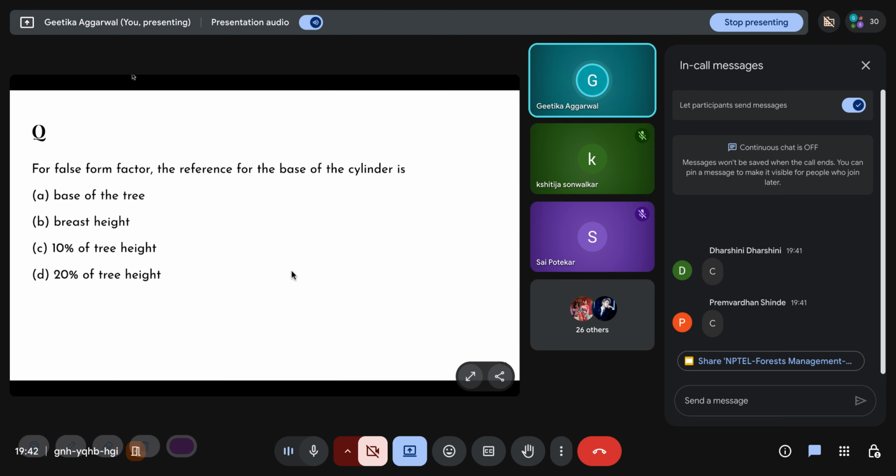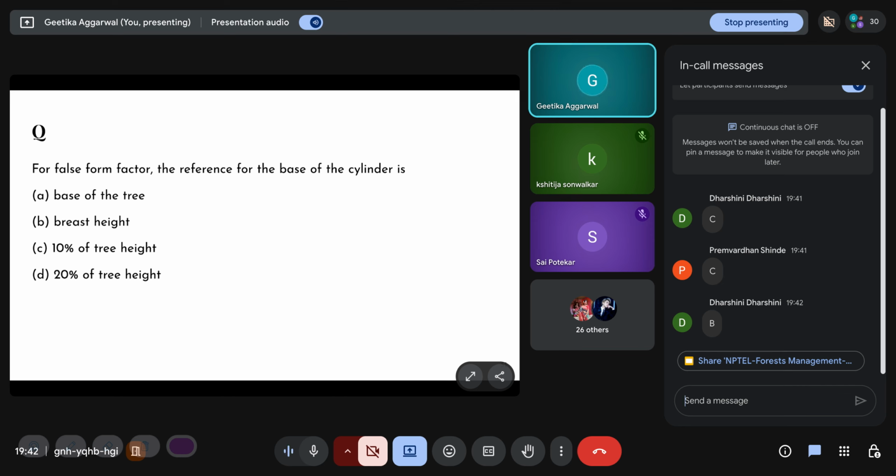Next question. For false form factor, the reference for the base of the cylinder is. Okay, we discussed this in the previous questions where we looked at the other ones. So, what is the reference for the base for the false form factor? Base of the tree, breast height, 10% height, or 20% of tree height?